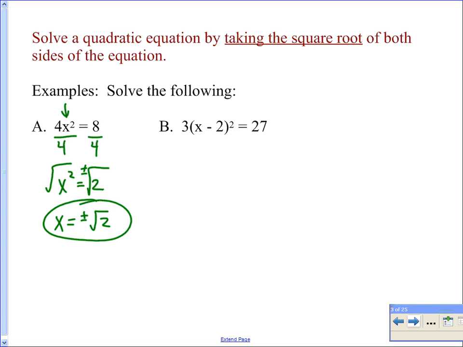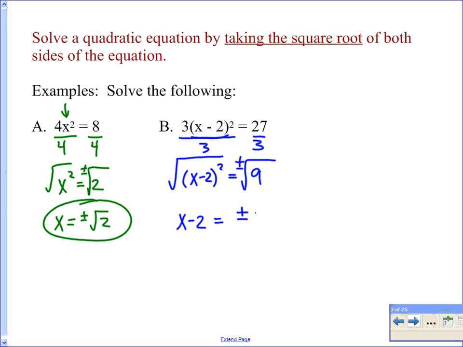And then the other example that you'd have is when you have the square completed like I have here. And then what you want to do is, again, isolate that piece. So we divide both sides by 3. And once we do that, we get x minus 2 quantity squared is equal to 9. And then once that squared term is isolated, you take the square root of both sides, positive or negative, and that's going to give us x minus 2 is equal to positive or negative 3.